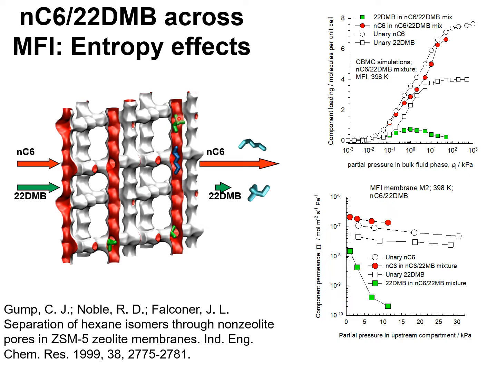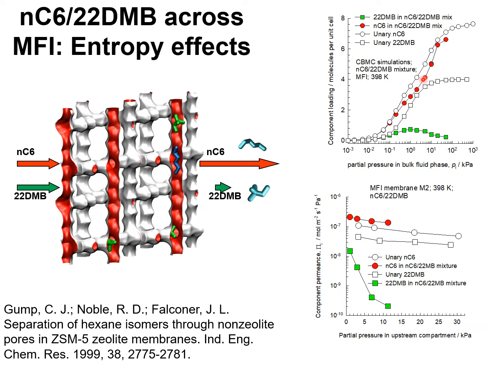2,2-DMB is a branched alkane molecule that prefers to locate at the channel intersections, and there are only 4 channel intersections. Therefore, if you look at the unary isotherm for 2,2-DMB, we will note that it is limited to a saturation capacity of 4 molecules per unit cell. Normal hexane can locate along the straight channels and along the zigzag channels, and achieves a total saturation capacity of 8 molecules per unit cell.